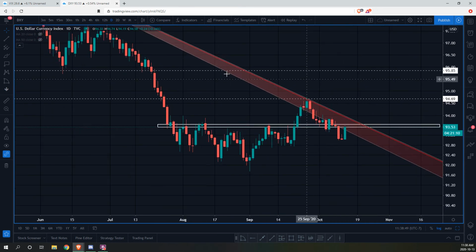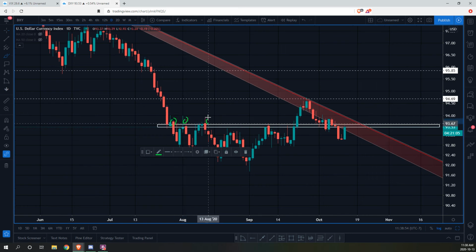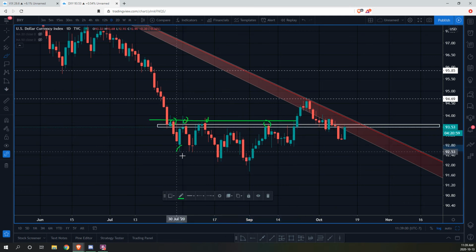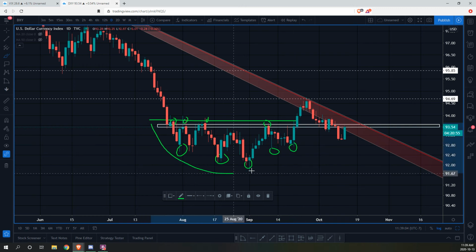So on the daily chart, we had this major level of resistance right here that was failing to break, or the price was failing to break above, but we were making some lower lows, and then we made some higher lows, which was a potential base. Now this zone right here, this 93 zone, is very significant because this is the breakout zone of our base.